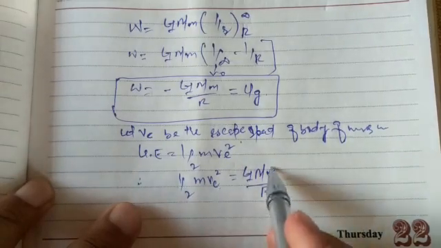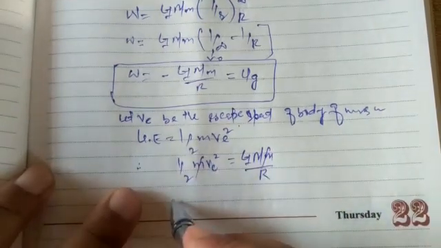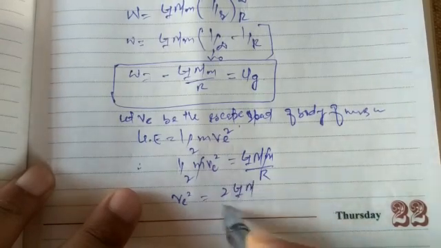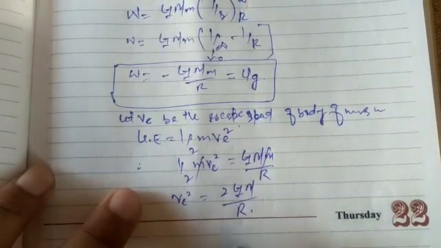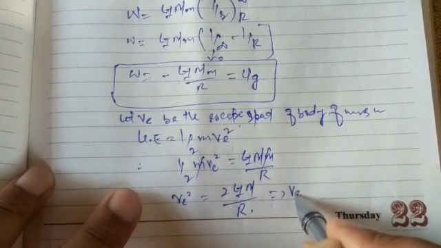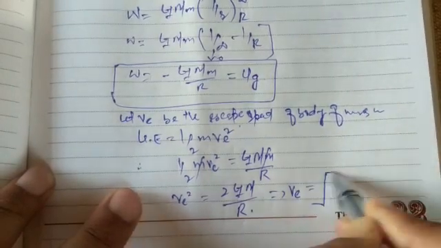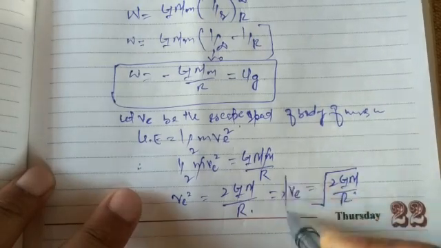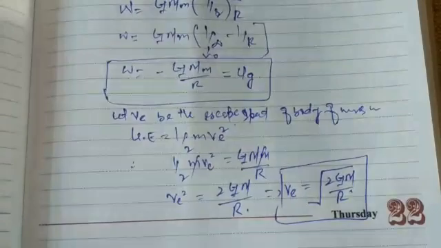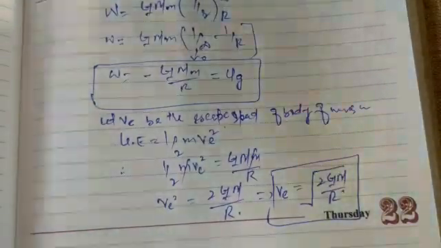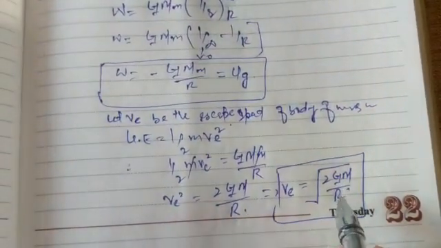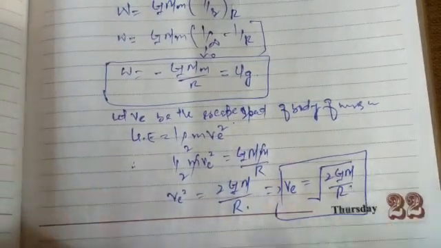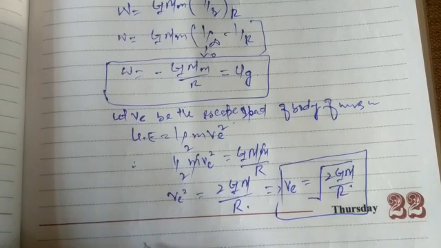Removing m and m, we have V square equal to 2 G M over r, which implies VE equals the square root of 2 G M over r. This is one of the equations for escape velocity. But we can use one more thing; in this equation we can use something different.